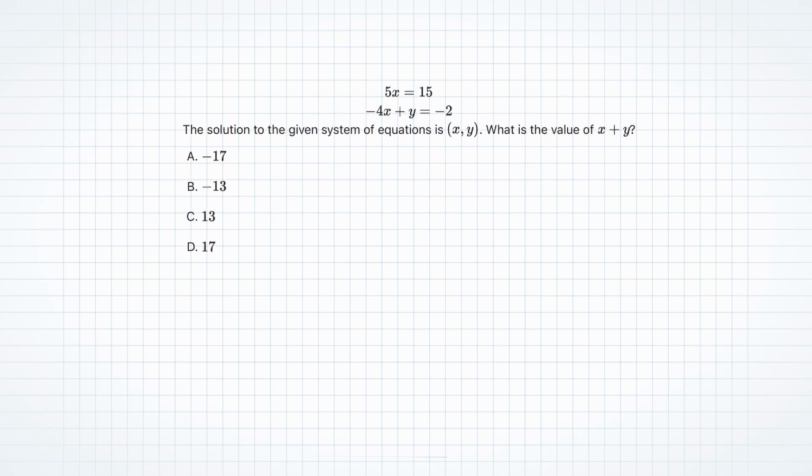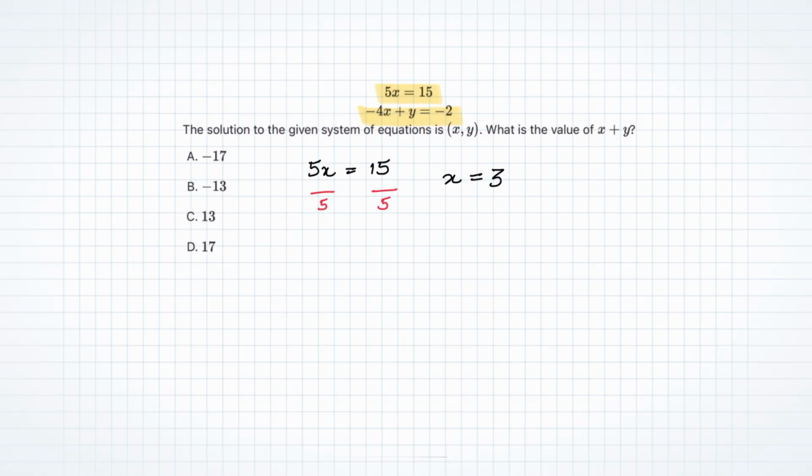Let's break it down with a simple example. Let's start with a basic SAT question. We've got 5x equals 15 and negative 4x plus y equals negative 2. We'll solve the first equation for x. So 5x equals 15, divide both sides by 5, and we get x equals 3.